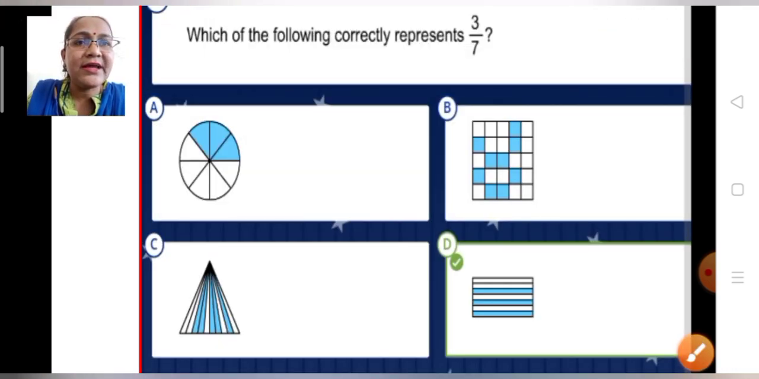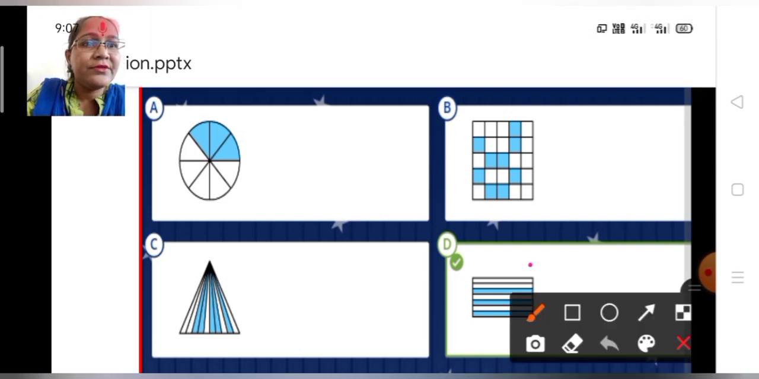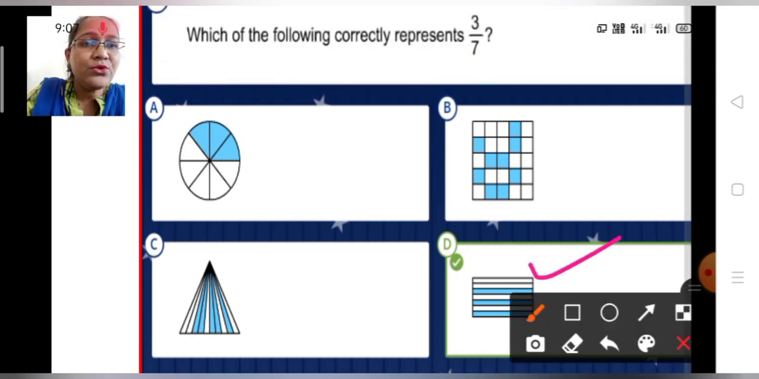And the next diagram, what is asked to you? Which of the following correctly represent the 3 by 7? See children, the fraction given to you is 3 by 7. That means out of 7, 3 parts are colored. And if you carefully observe, you will see the D option. In the D option, shown is out of 7 parts, 3 parts are colored with blue. So you are going to click on the option D.